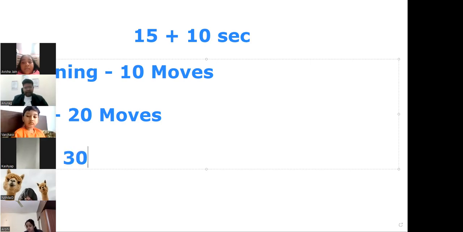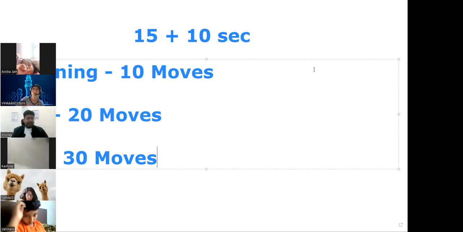The end game ideally can go on for until 30 moves. Again, these numbers will vary in every game. I'm just giving you an example.